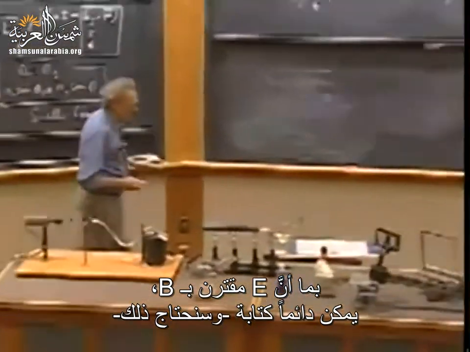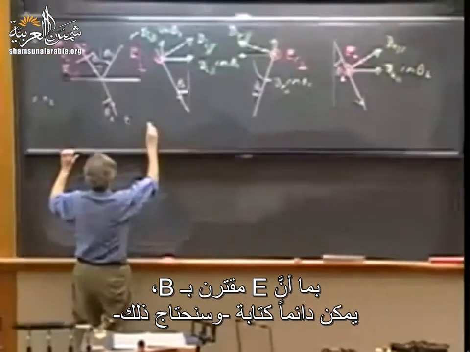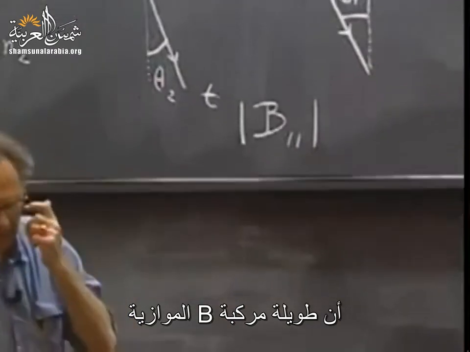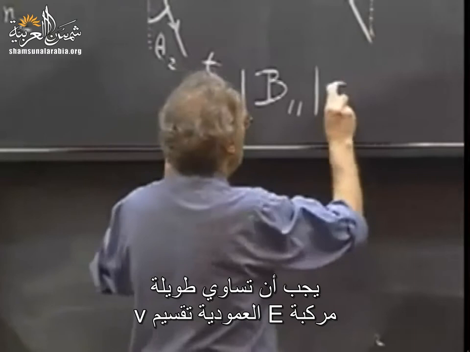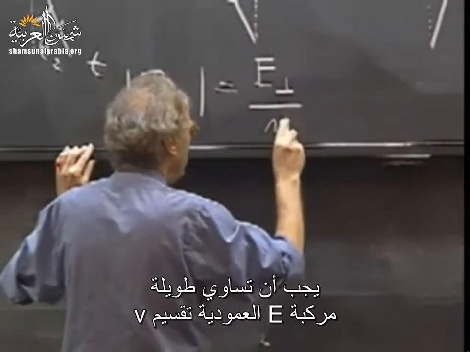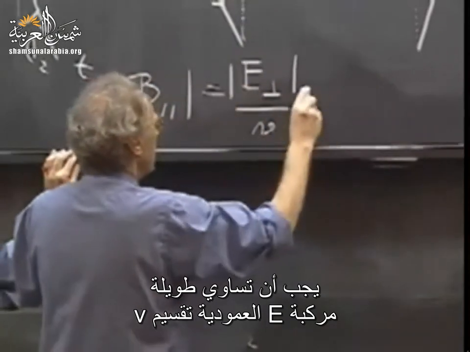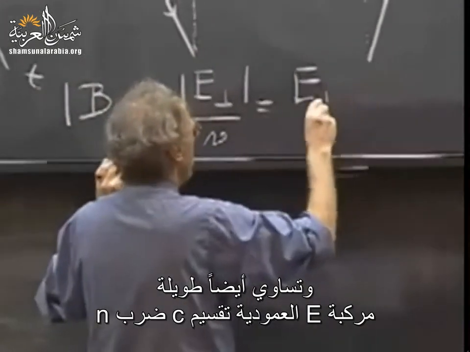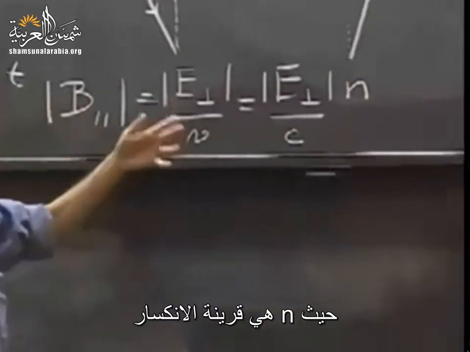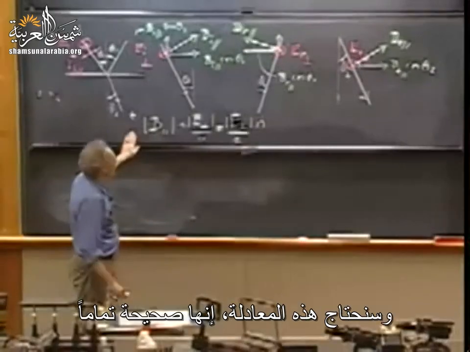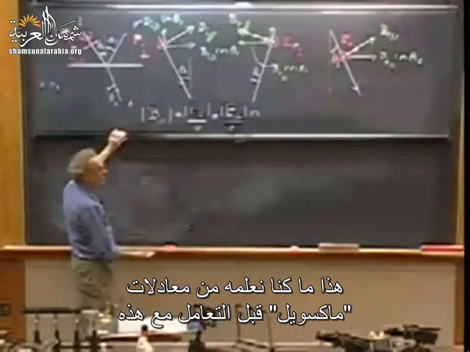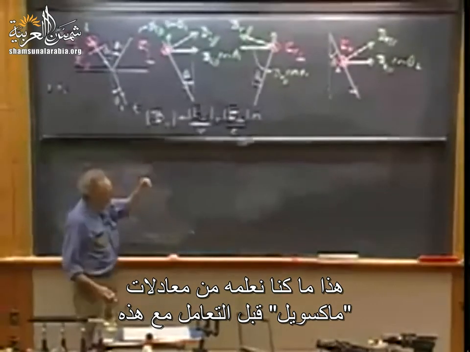So, since B is married to E, we can always write down, and we are going to need that, the magnitude of B parallel must always be the same as the magnitude of E perpendicular divided by V, which is also the magnitude of E perpendicular divided by C times N. That is the index of refraction. And we're going to need this. This is completely kosher. This is what we knew from Maxwell's equations way before we dealt with this.